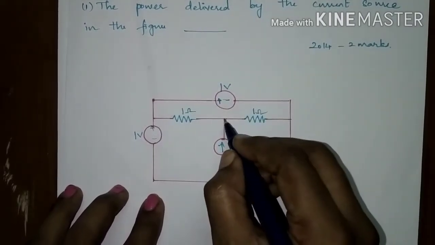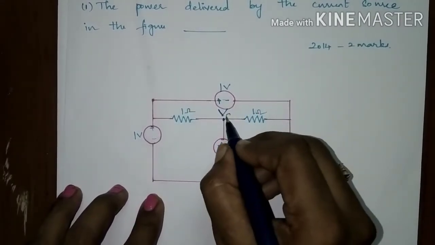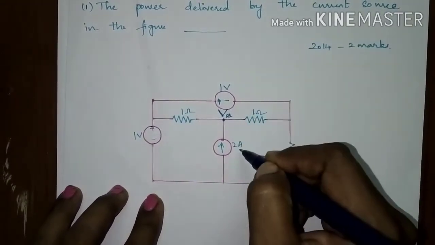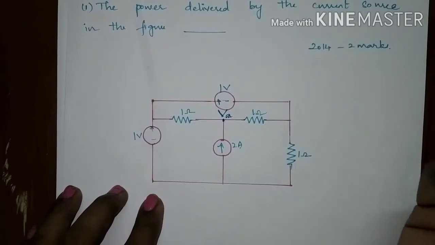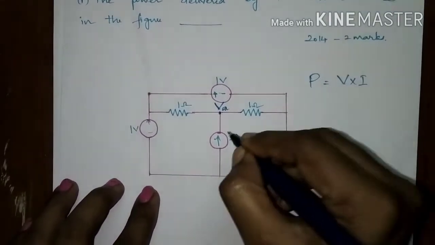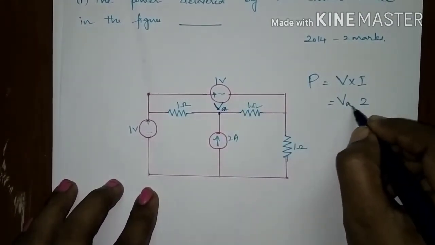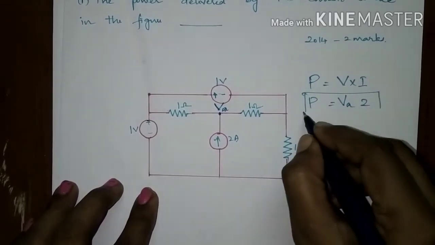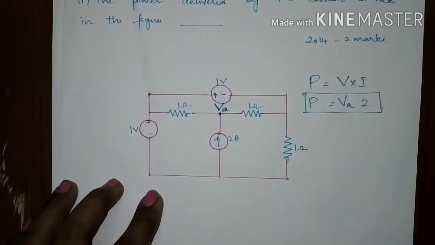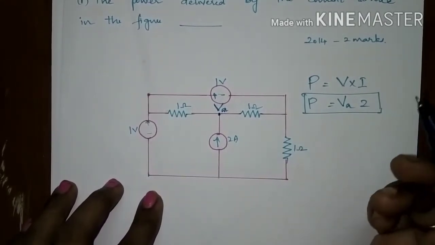The voltage at this node has to be found. Assume this as a voltage VA. If you find this voltage VA and multiply it with this current, you will get the power value, right? Because power can be given by product of voltage into current. The current has been given here as 2, but we don't know the voltage which is VA. So, power measured across the current source is P is equal to VA into 2. If you find this node voltage, we can find the value of power delivered by this current source.